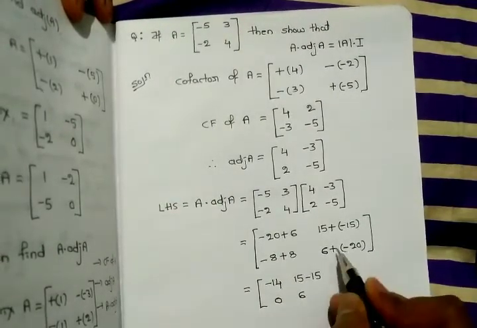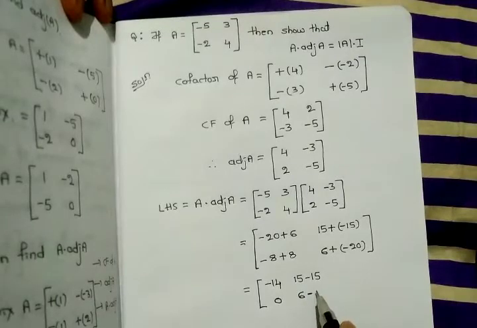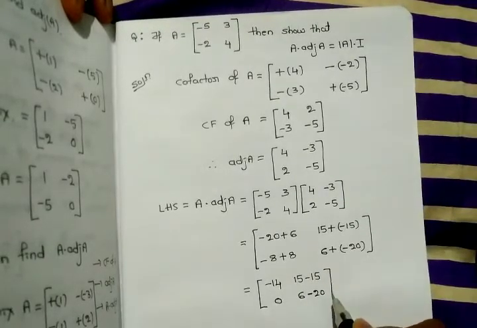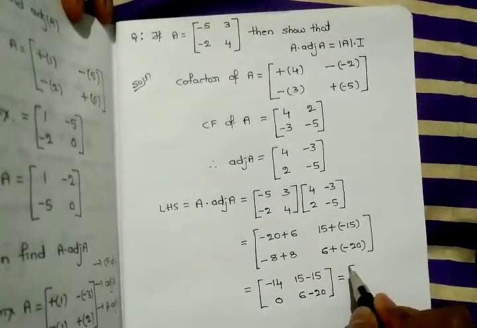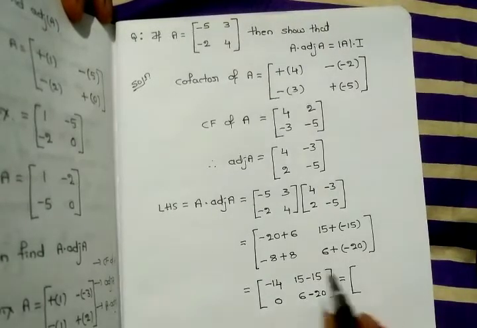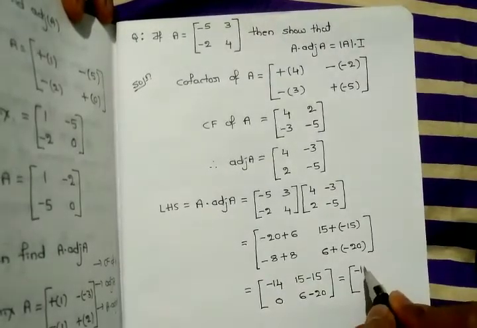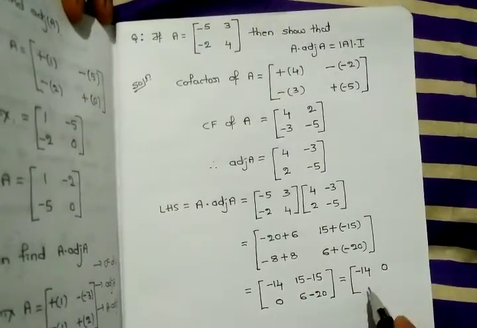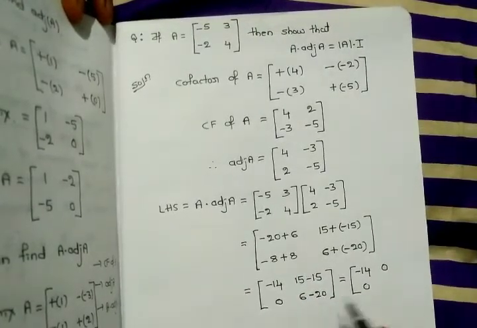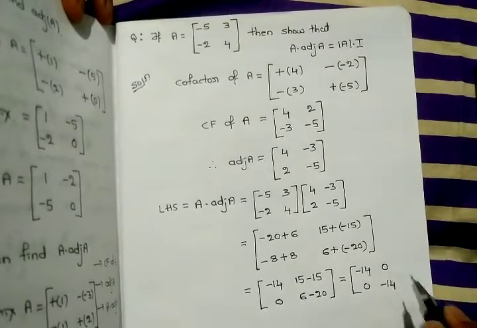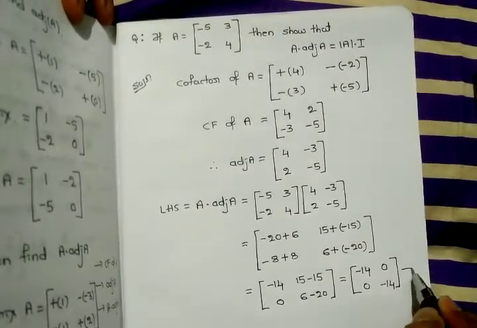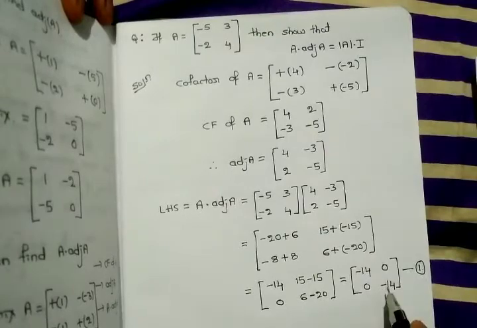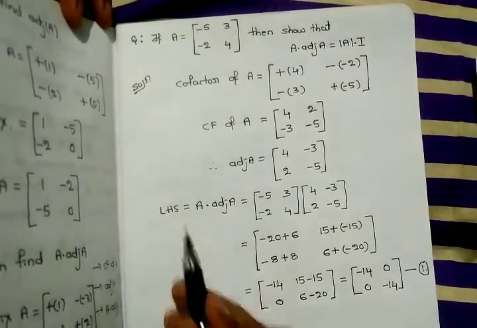6, keep it as it is, plus into minus is what? Minus 20. Therefore, which is equals to minus 14 as it is, minus 15 plus 15 means 0. 0, keep it as it is, 6 minus 20 is minus 14. So call this as 1. So you got which side here? Left hand side value.